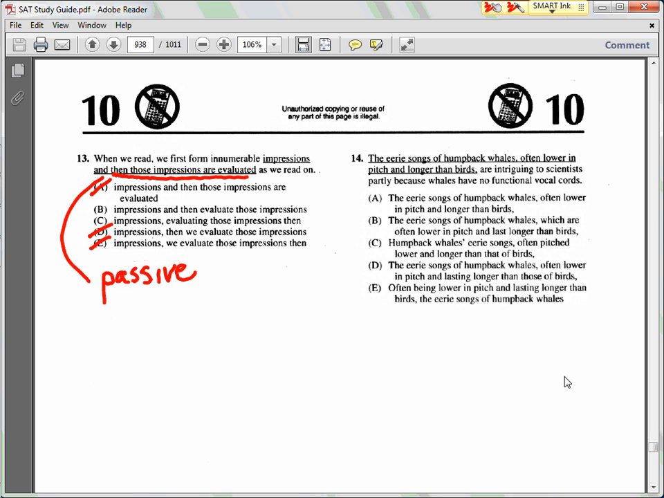Let's check those out. B reads, when we read, we first form innumerable impressions and then evaluate those impressions as we read on. This is pretty good to me. Let's compare it to C. When we read, we first form innumerable impressions, and then those impressions are evaluated as we read on.